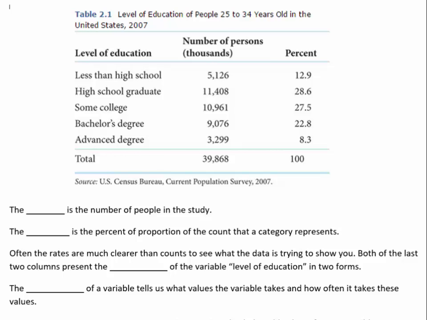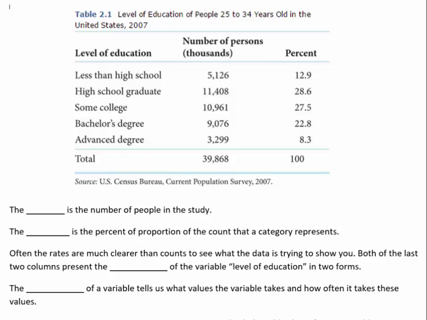We're starting here with a little chart about the level of education for people who are between the ages of 25 and 34 in the United States. And you can see from the table that we have three different columns: level of education, number of people, and the percentage. And with this chapter, we're going to have some new vocabulary. And so we're going to relate this vocabulary specifically to this table.